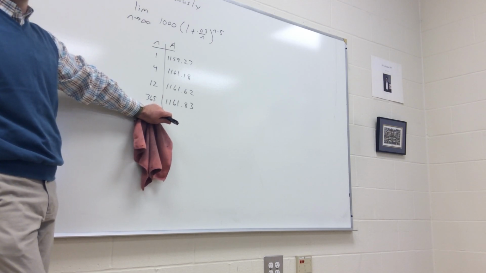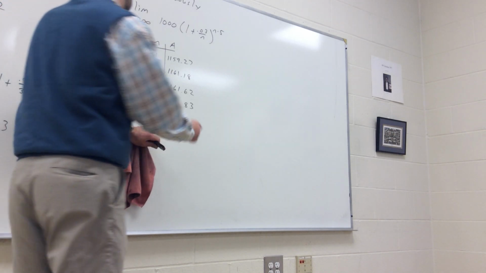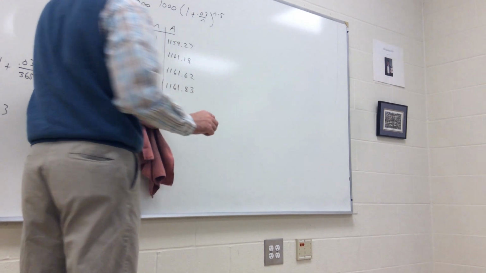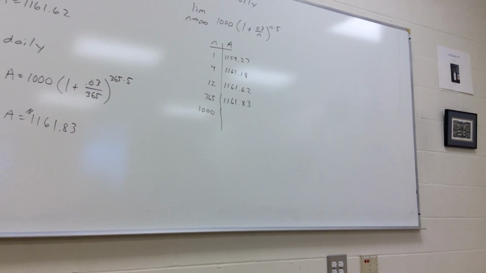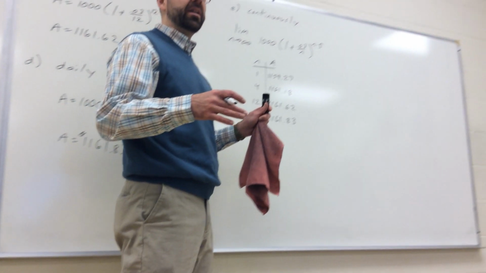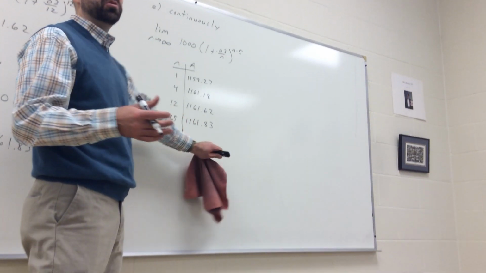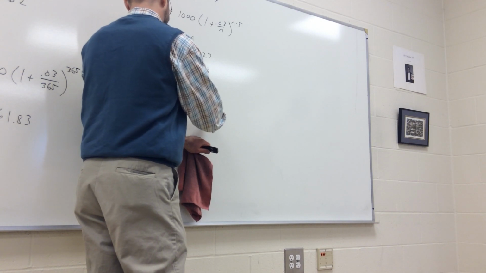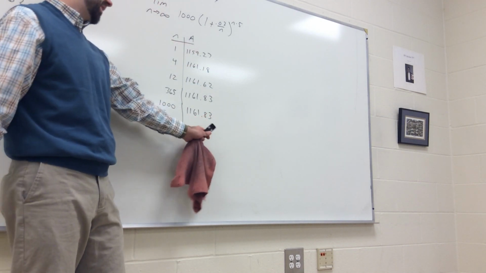So now I'm just going to cut to the chase and maybe do 1,000 for n, see what happens. So I'm going to go back and change my 365 to 1,000. And it's still 1161.83. It's just the decimals after that that are changing. Since this problem is dollars and cents, it makes sense to round to the nearest cent.